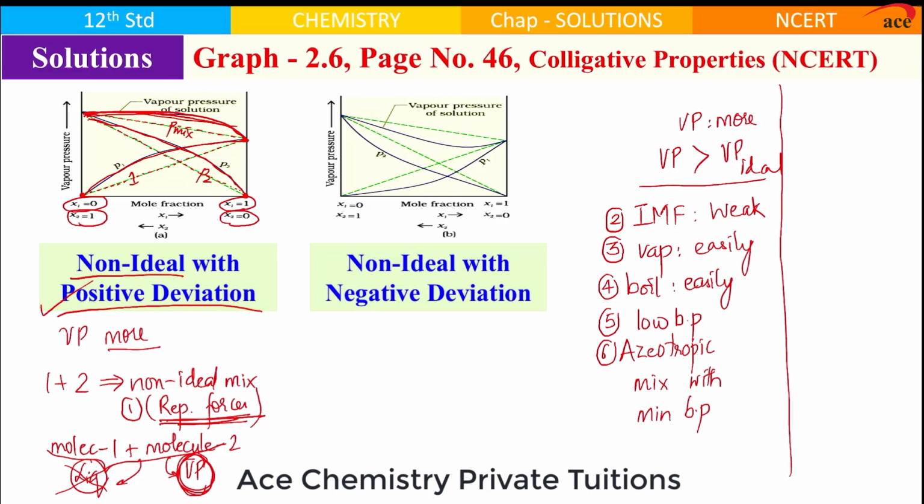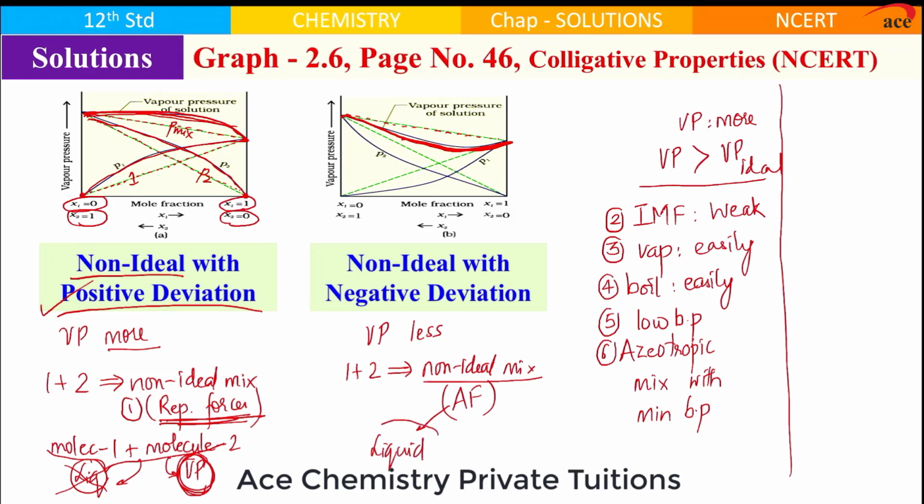The next graph that you are able to see is a non-ideal mixture with negative deviations. What you are able to see is that the vapor pressure is less. If vapor pressure is less, first thing, they make up a non-ideal mixture. If they were making up an ideal mixture, then the line should have been a straight line, which is not the case. So they make up a non-ideal mixture and they have attractive forces. If they have attractive forces, then molecules like to remain close to each other. That means molecules like to remain in liquid state rather than vapor state.